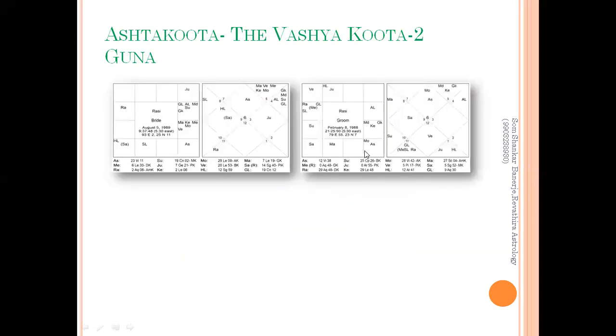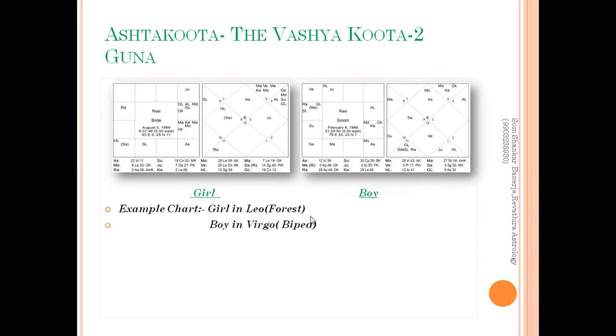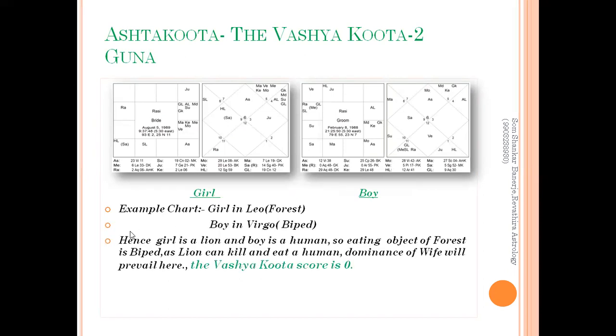Let us see. The boy is Virgo, which is biped. So naturally, the girl is a lion and the boy is a human, an eating object of a forest. As a lion can kill and eat a human being, the dominance of the wife prevails here. Hence the Vashyakuta between the couple has come zero. Here the lady will be more dominant, and the boy will be eaten up by her dominance. That is what the Vashyakuta is saying. So it is two gunas.